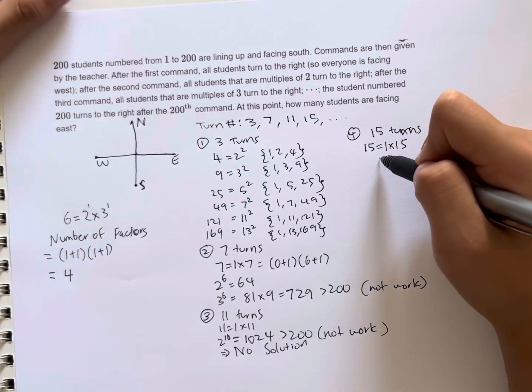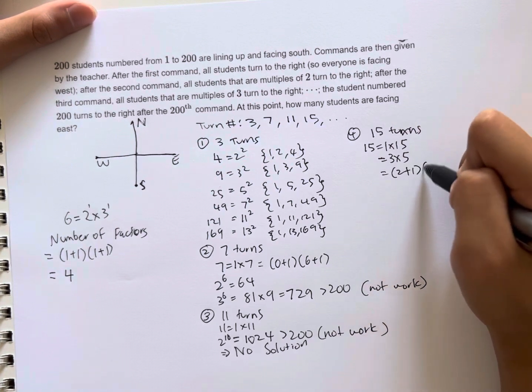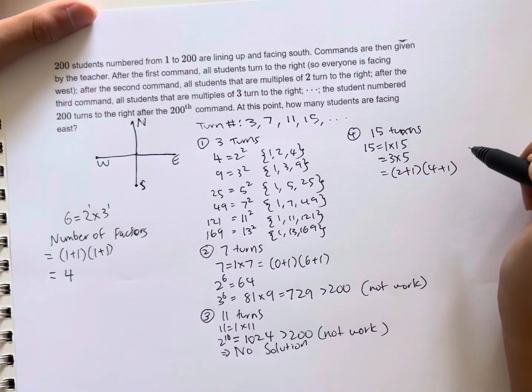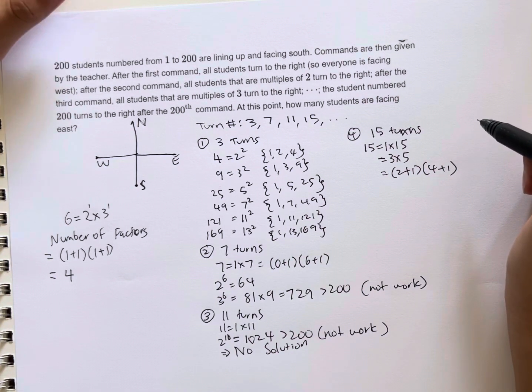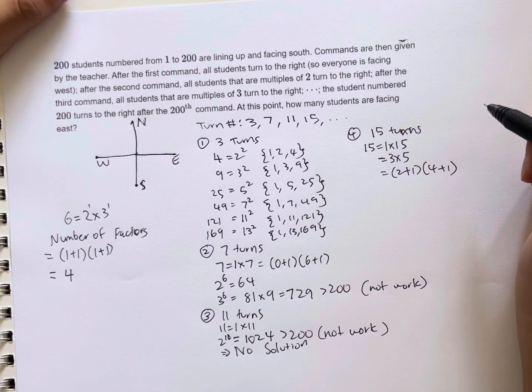So this means that this will equal 3 times 5 also. It will be 2 plus 1 times 4 plus 1. This will mean that this will be a combination of 2 prime factors. One of them will be to the power of 2, and the other one will be to the power of 4.